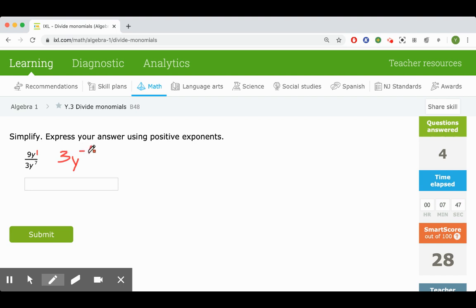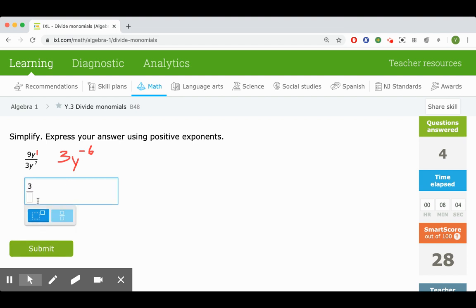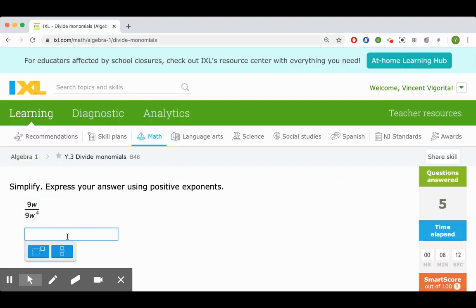We're not done because our answer has to have positive exponents. So we're probably going to get a fraction here. So since this y is a negative 6, to make it positive, you have to put it as a denominator. Now 3 stays up there, but y goes down below, and that negative 6 will now be a positive 6. There you go.